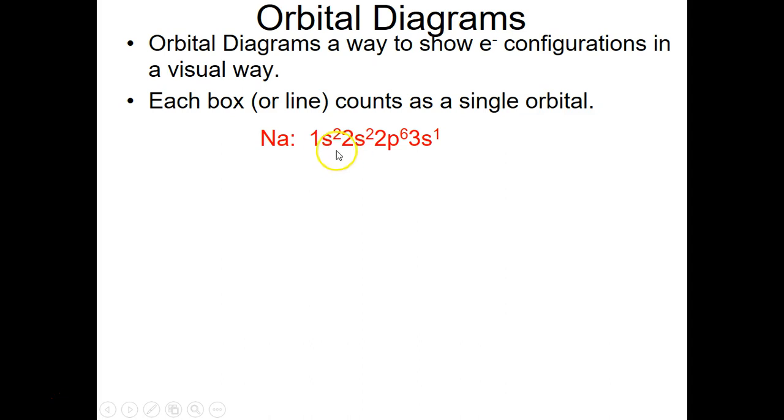Now we know that an s sublevel is only made up of one orbital, so I'll draw one line for the 1s. After the 1s comes the 2s, which also gets one line because it's an s. After the 2s comes the 2p. There's 3 orbitals in a 2p sublevel, one in the x-plane, one in the y-plane, one in the z-plane, so it's px, py, and pz. After the 2p comes the 3s, and again, there's one orbital in an s sublevel, so the 3s has one line.